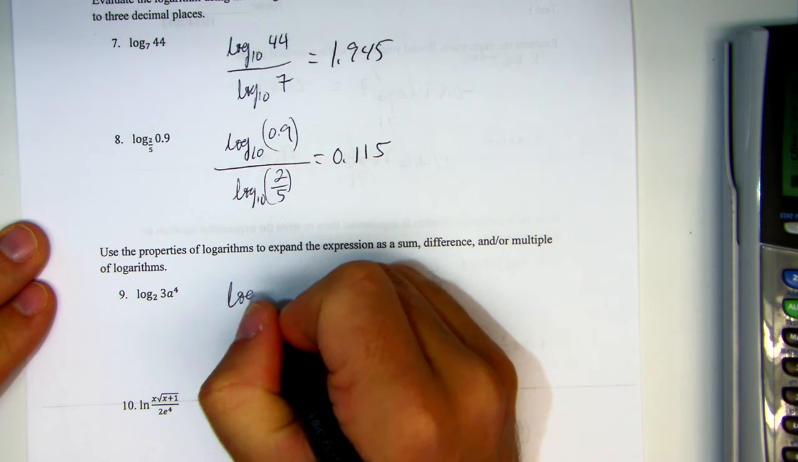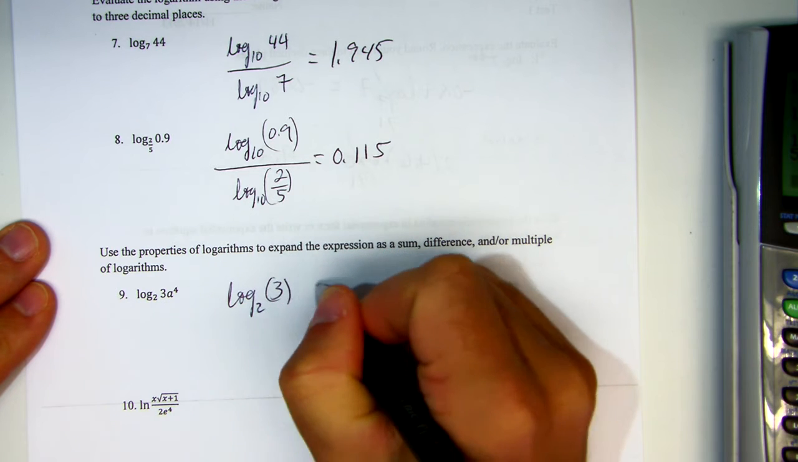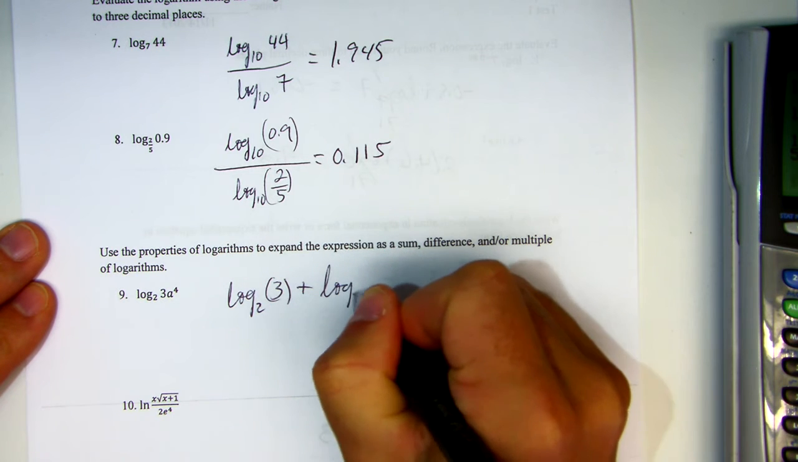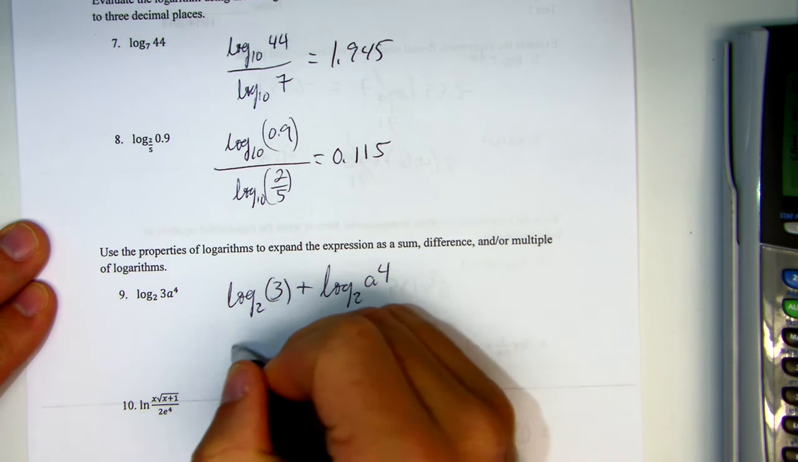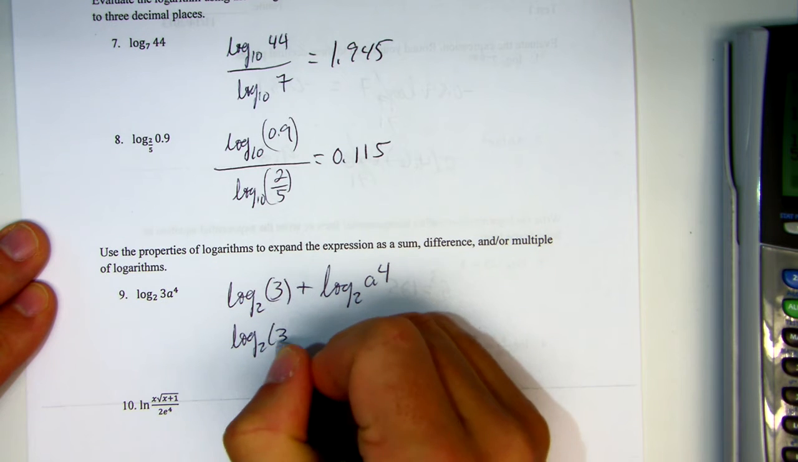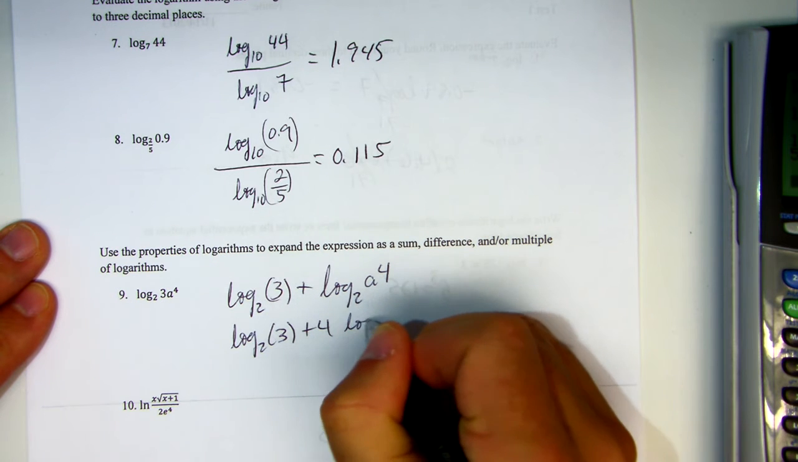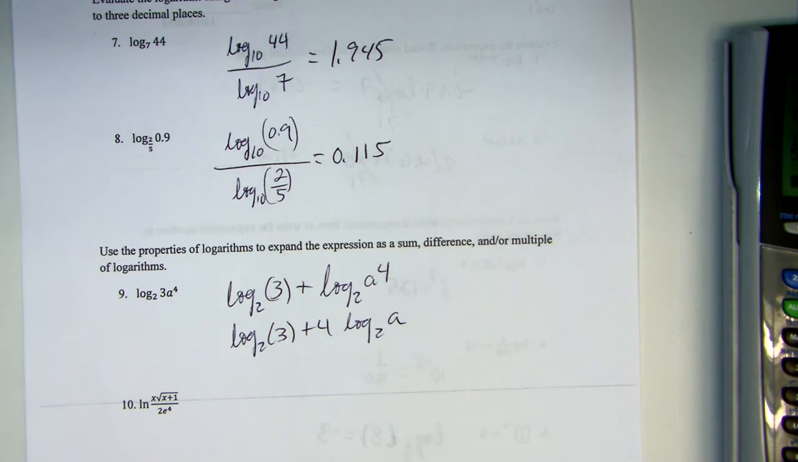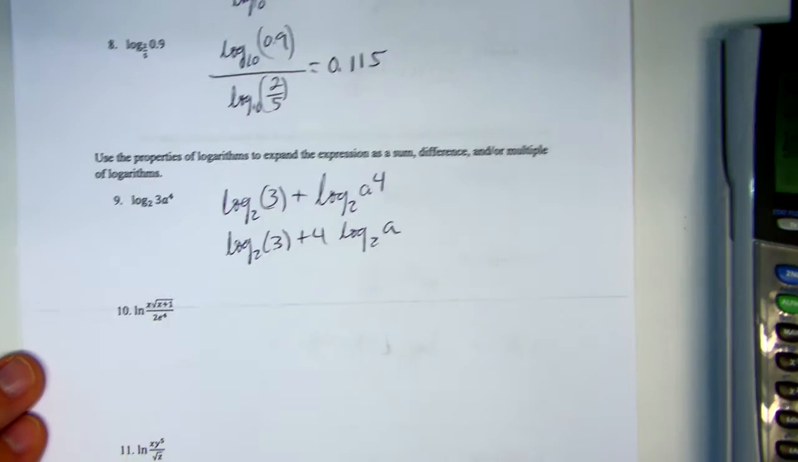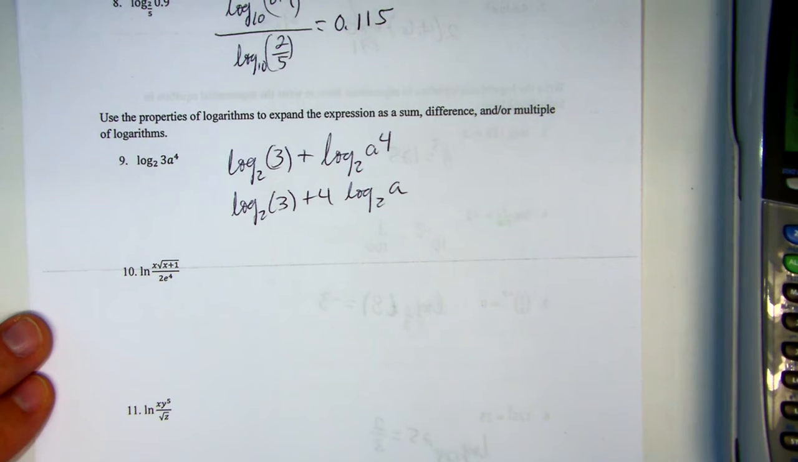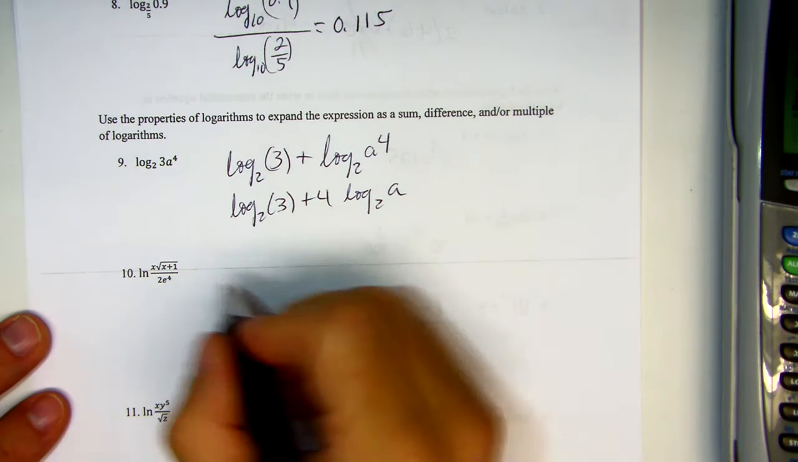Now this one says expand and condense. So this is log base 2 of 3 plus log base 2 of a to the 4th, which is log base 2 of 3 plus 4 log base 2 of a. Can we look at our test to see if we errored? We'll see. Let's finish this first.